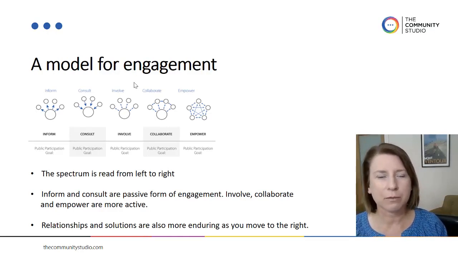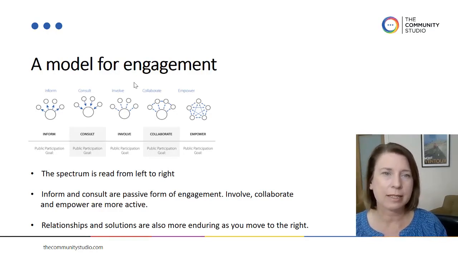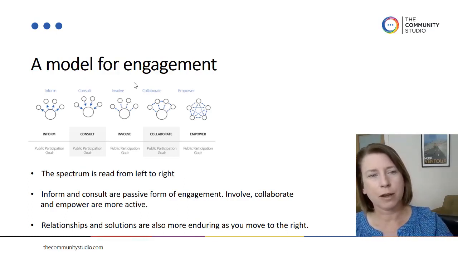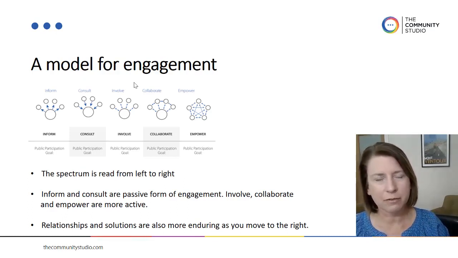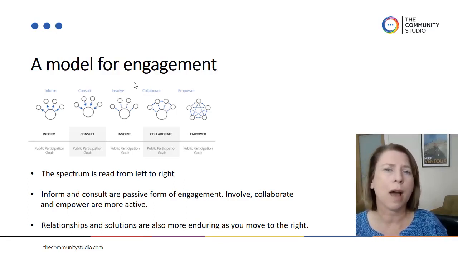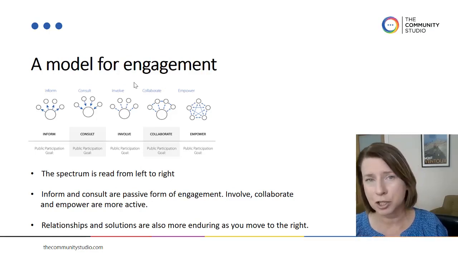Now, this model is read from left to right, with the level of engagement for stakeholders increasing as you move from left to right. You can imagine that information going one way out to stakeholders, that's a fairly passive form of engagement there. Up to empower, where there is shared decisions with stakeholders, it's a lot more active, and the decisions tend to be a lot more enduring, and the relationships more enduring as well.